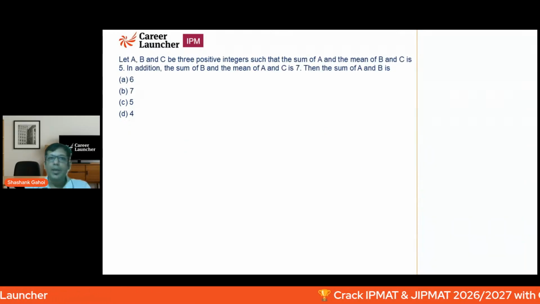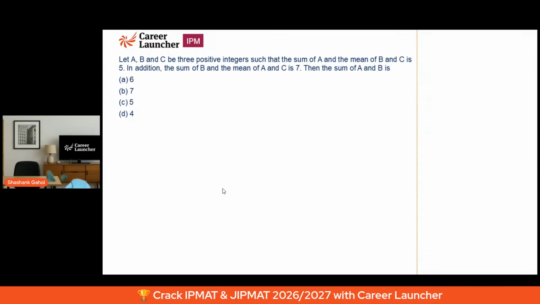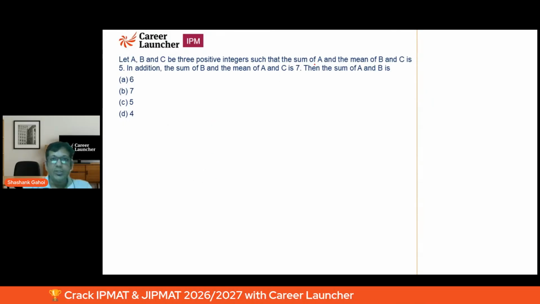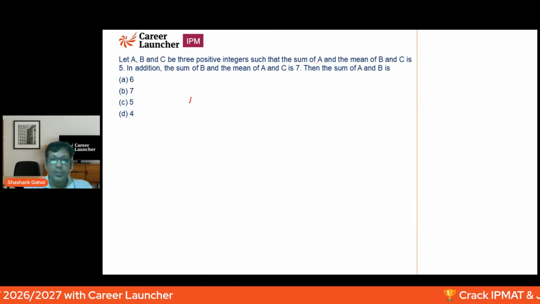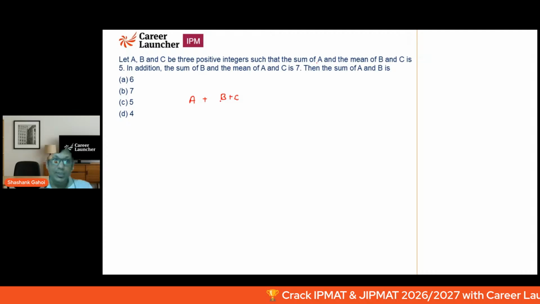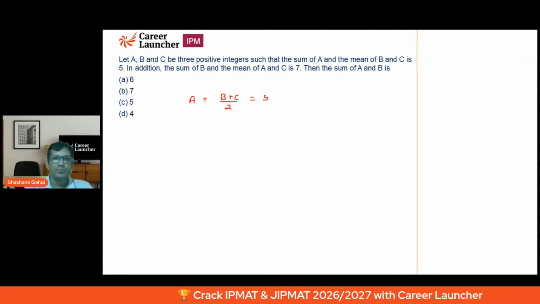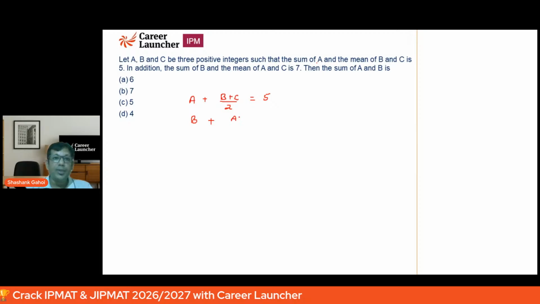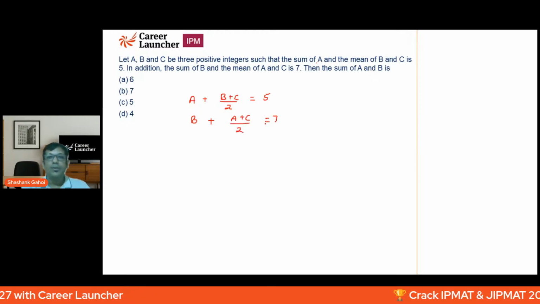Now let's look at this question. What does it say? A, B, C are three positive integers such that the sum of A and the mean of B and C, so A plus the mean of B and C, is equal to 5. Now the sum of B and the mean of A and C is 7. Then what is the sum of A and B? That's what the question is asking.